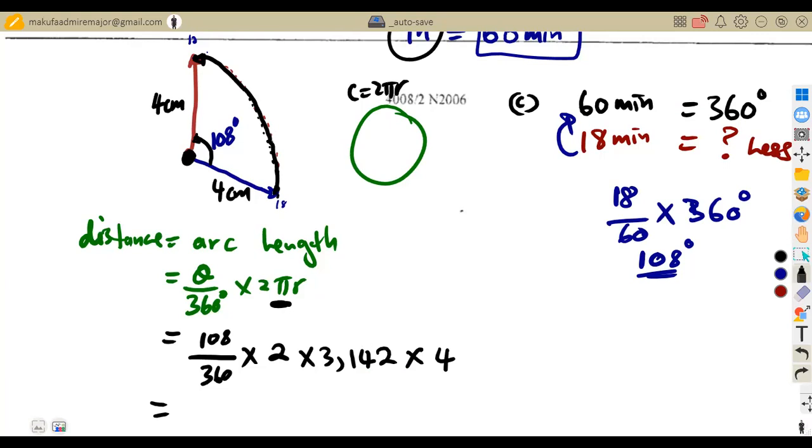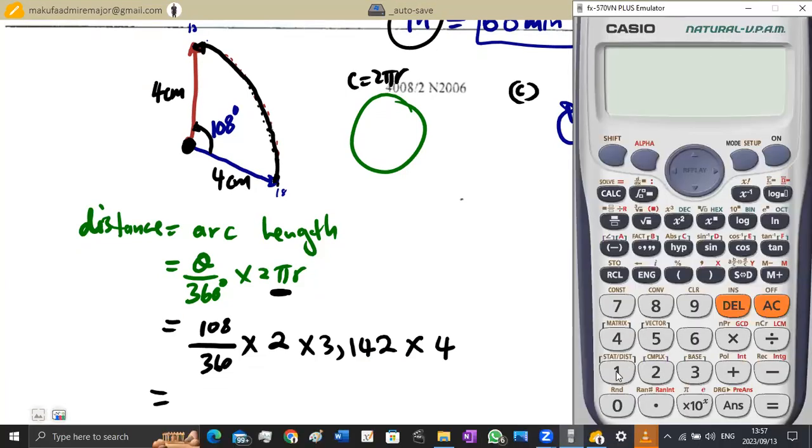So it's now you and your calculator. This is paper two. Like I always say, paper two, make sure you use your calculator. So that is going to be 108 over 360 multiplied by 2 times pi, which we are given as 3.142, times 4. That is going to give us 7.5408. So to 3SF, that is going to be 7.54.